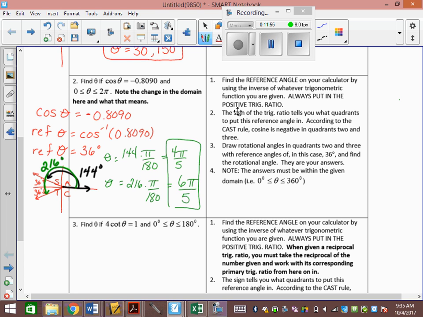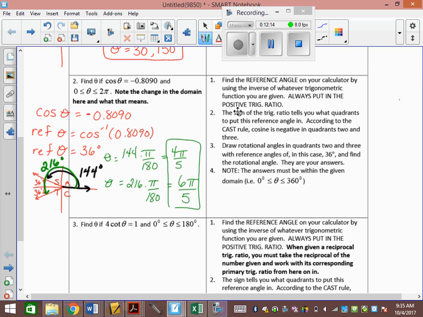Now, I can check these in my calculator in radian mode. They're going to be in decimals, correct? So the only way I'm going to be able to actually compare them is if I go 4 pi divided by 5 and find out what that is as a decimal. 6 times pi divided by 5, find out what that is as a decimal. And it should be the same decimals you get on your calculator, correct?